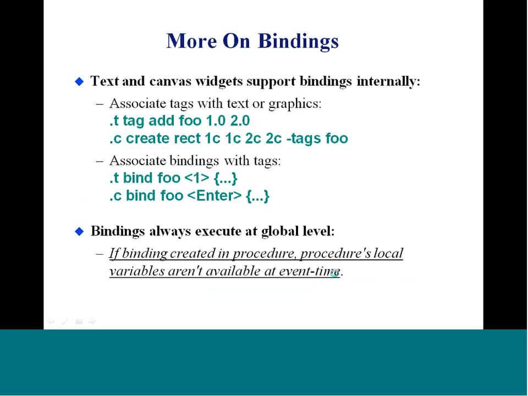Some more information about the bindings. Text and canvas widgets support bindings internally. They associate tags with text or graphics. So here, for example, a tag add foo 1.0 2.0, or create rectangle 1c 1c 2c 2c with the tag foo. And the second thing is that they associate bindings with the tags. Another thing to notice is that bindings always execute at the global level. If the binding is created in a procedure, the procedure's local variables aren't available at event time.